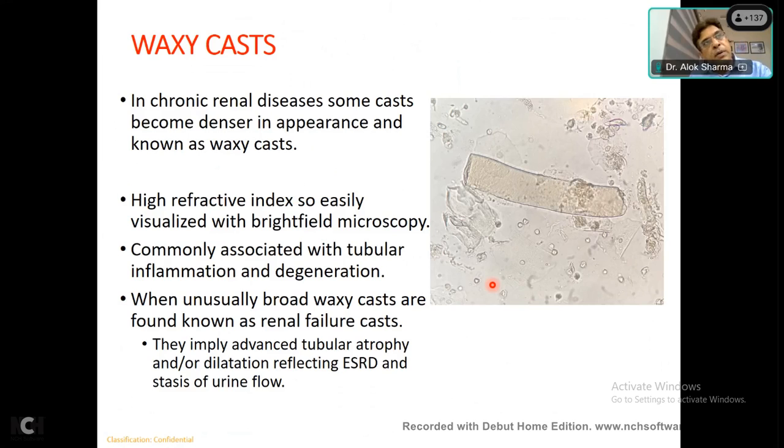One good use of these waxy casts is, if you see a large number of waxy casts in urine, you can go back to the clinician and say that this patient probably has a lot of tubular atrophy and interstitial fibrosis in his kidney. So there's a lot of chronicity. The chronicity usually correlates well with the number of waxy casts which you can see in the urine, right?